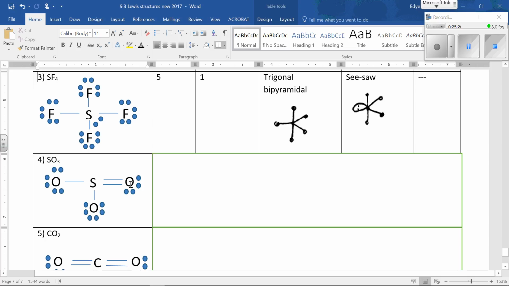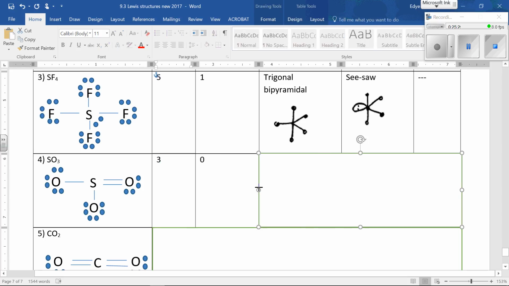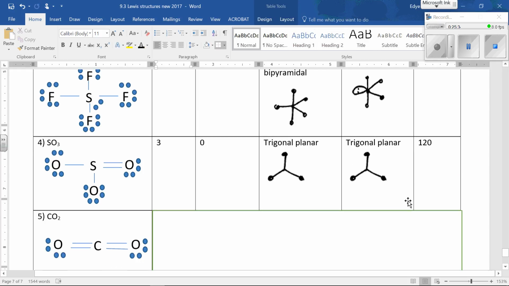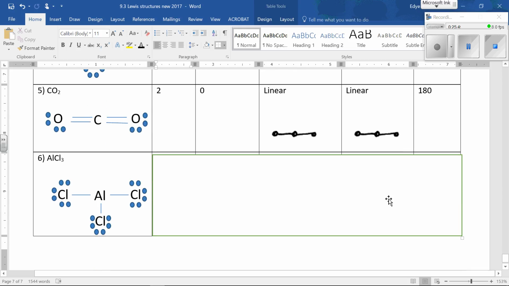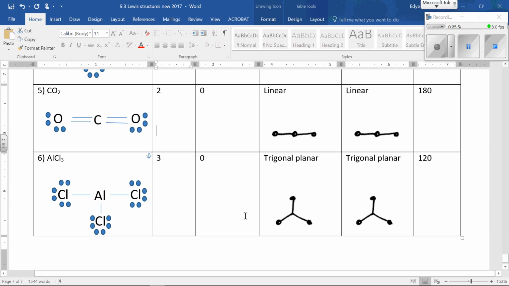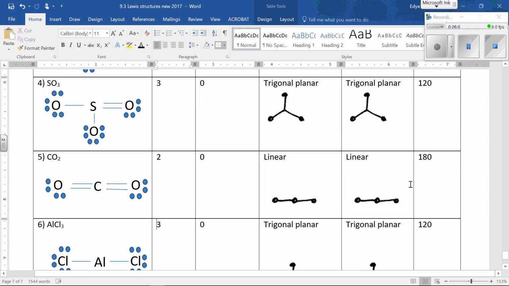All right, SO3. 1, 2, 3 bonded atoms. Doesn't matter how many total bonds there are. It's just 3 bonded atoms, no lone pairs. 3, 0. You look that up in your chart. You should find that that is trigonal planar. Bond angle 120. CO2. 1, 2 bonded atoms, no lone pairs. 2, 0 is linear. You should look that up. And you see that bond angle is 180. Again, in class, I'll give you a way that's really easy for memorizing these. Now the aluminum chloride, 1, 2, 3 bonded atoms, no lone pairs. Trigonal planar, 120.